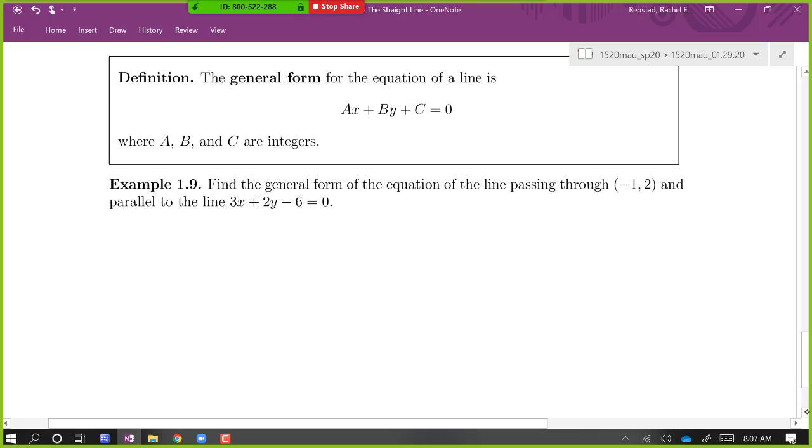How do we find the slope? Say that louder. Solve for y of the given equation? Yeah, right. So if we could find the slope of the line they gave us, then our slope is just the same because it's parallel. So let's find that slope. We'll subtract 3x and add 6.